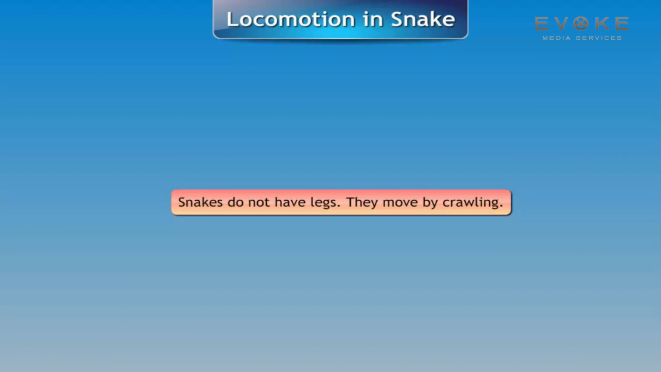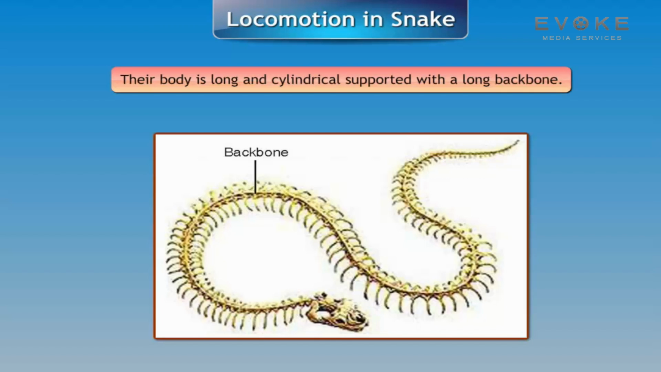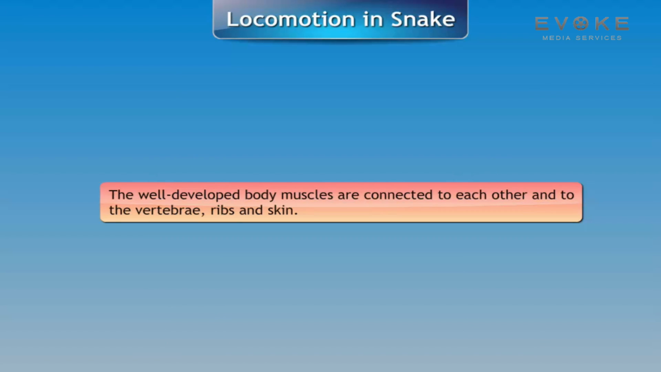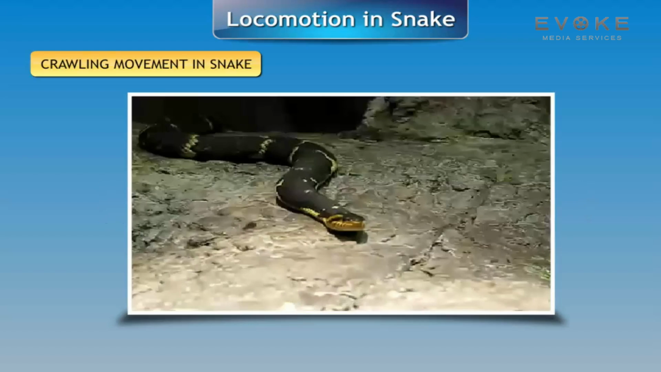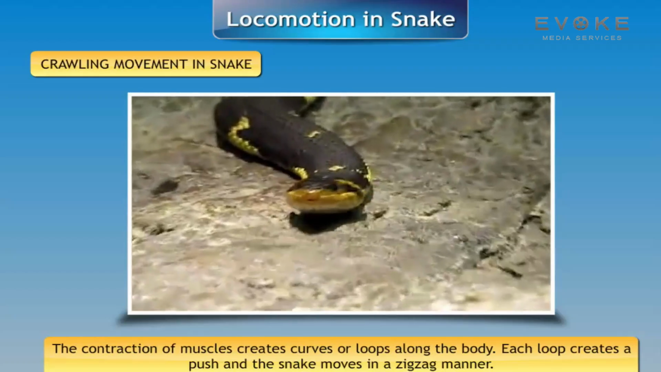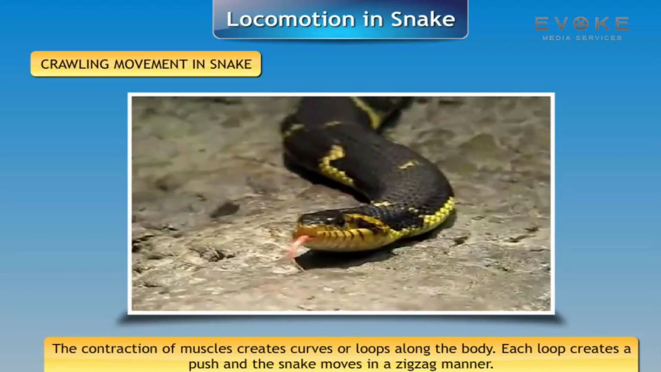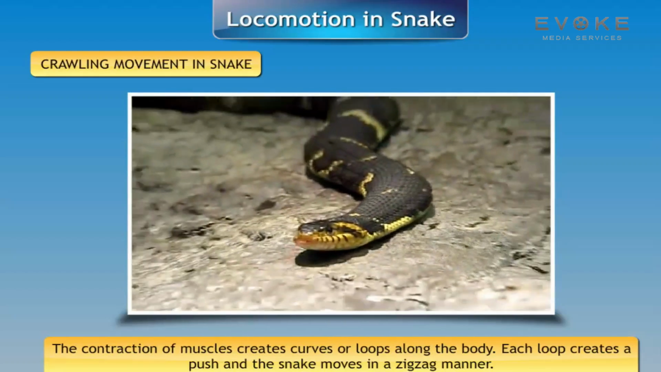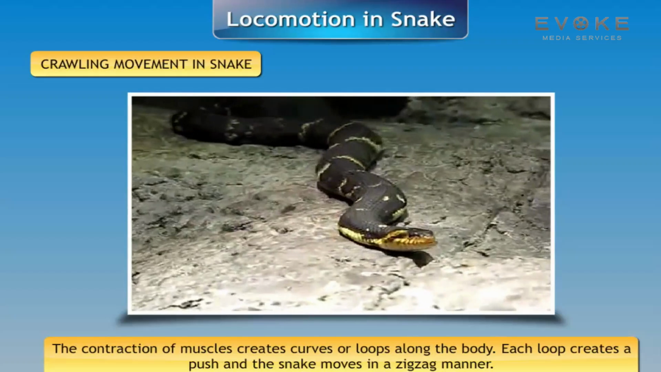Locomotion in snake. Snakes do not have legs. They move by crawling. Their body is long and cylindrical, supported with a long backbone. The well-developed body muscles are connected to each other and to the vertebrae, ribs and skin. Crawling movement in snake. The contraction of muscles creates curves or loops along the body. Each loop creates a push and the snake moves in a zigzag manner.